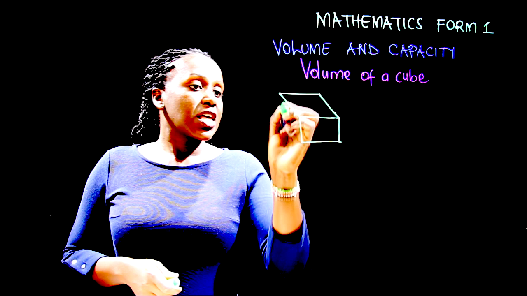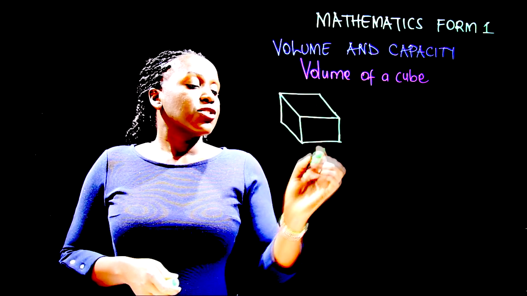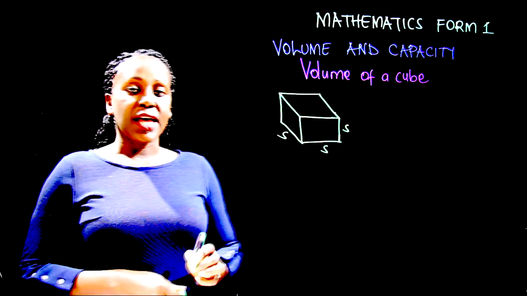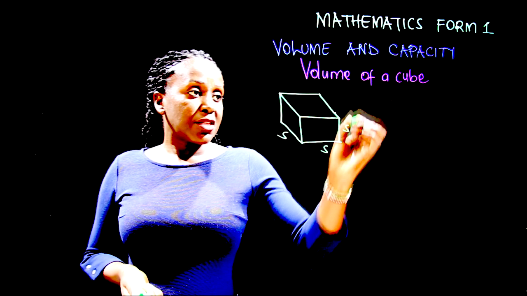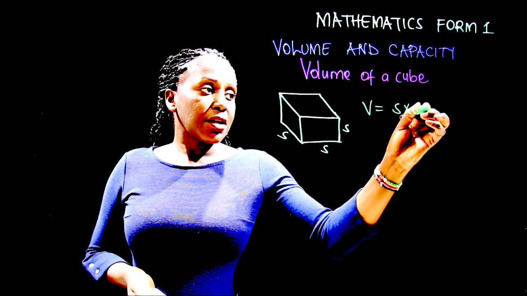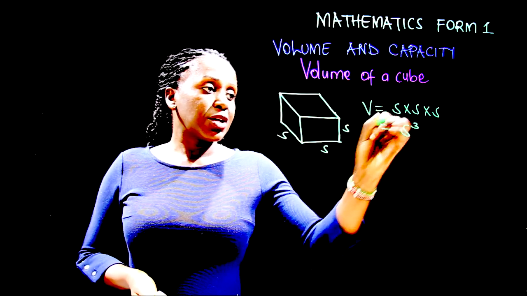So this is a cube, okay? This side is equal to this side and is equal to this side. So if you want to determine the volume of a cube, then it will be side times side times side, which is equal to side cubed, all right?